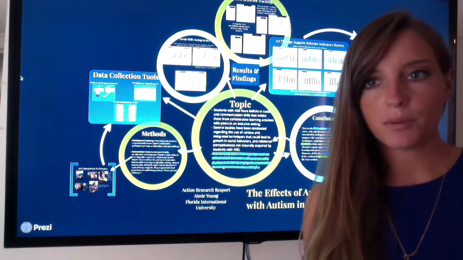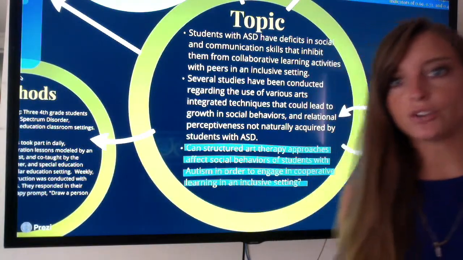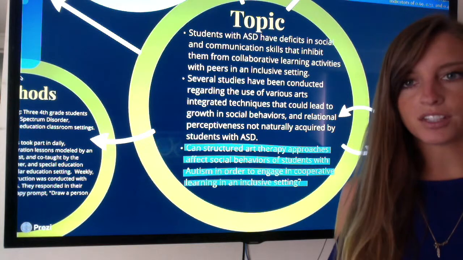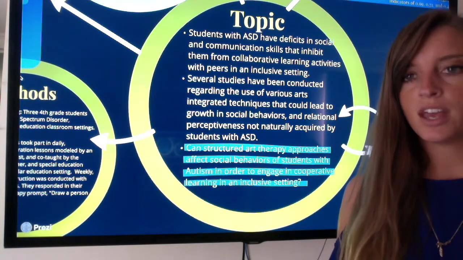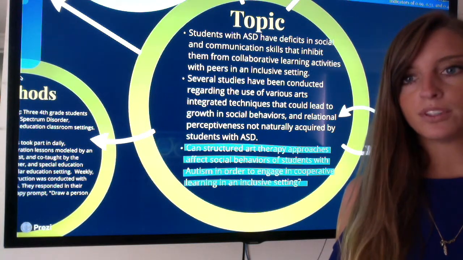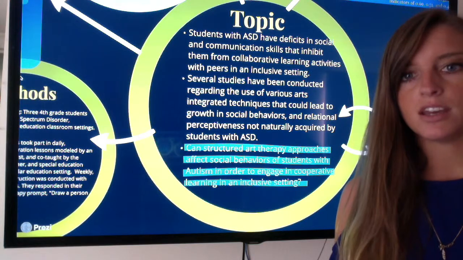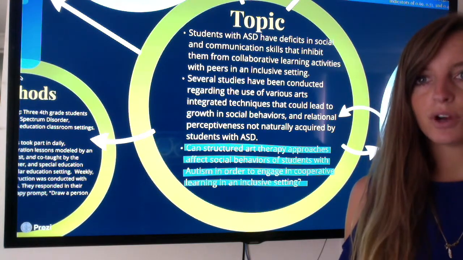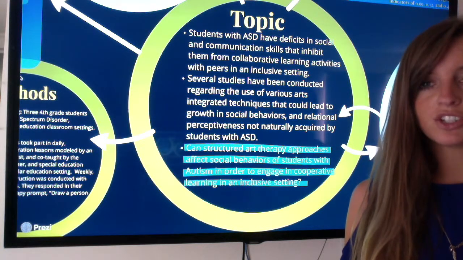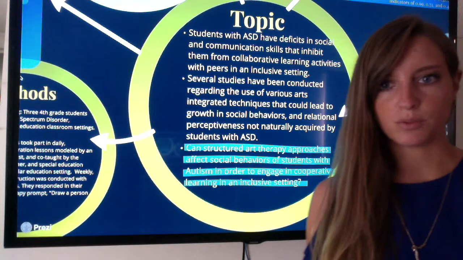So just a little bit more background on the topic. Students with autism have deficits in social and communication skills that cause them to struggle a little bit more with those collaborative learning activities with peers in the inclusive setting. So through a lit review, I found that many studies have actually been conducted already regarding the use of various arts integrated techniques that could lead to growth in those social behaviors and relational perceptiveness that's not naturally acquired by students with autism spectrum disorder.